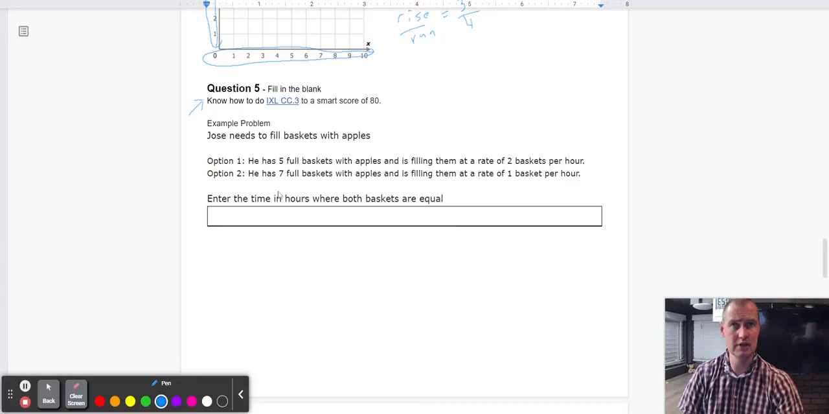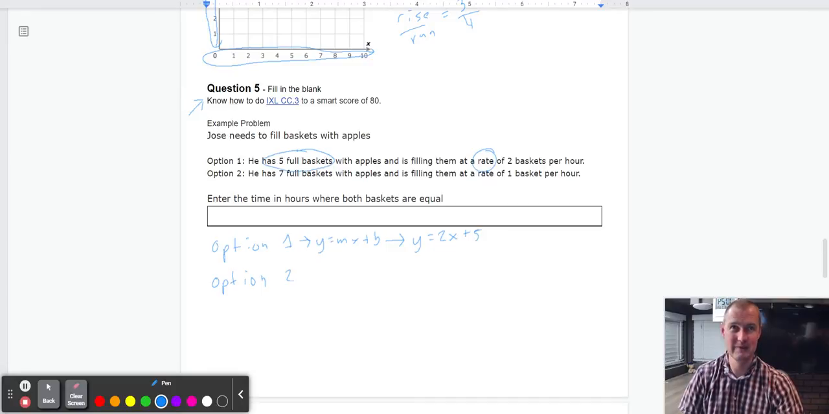So the easier way to do this is to create an equation for option 1 and option 2. And here's how you create the equation. You don't want to complicate it. Remember, to create the equation, you're going to use y equals mx plus b. The only 2 things you're going to change is what's the slope and what's the y-intercept. So for option number 1, y equals stays the same. The slope is something called the rate. Because the rate is 2 baskets per hour, the slope is 2x. And where the baskets are full already is something called the y-intercept. So because he has 5 full baskets already, we're looking for a 5 there.